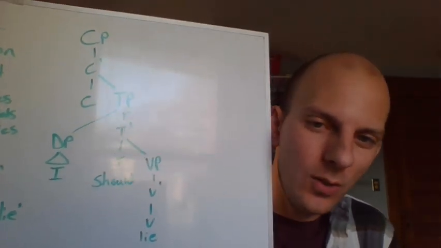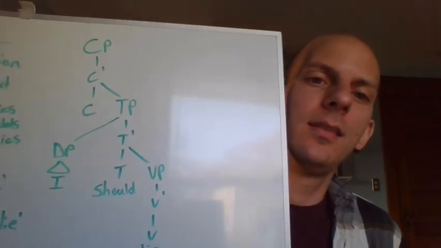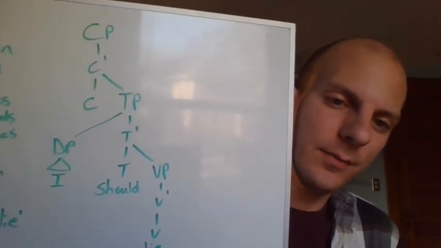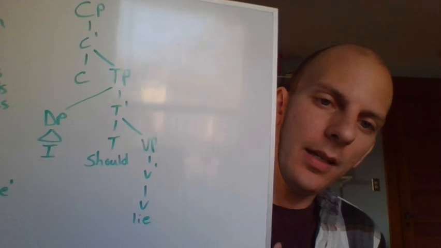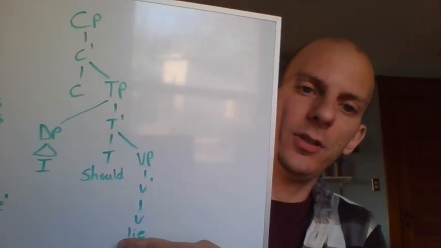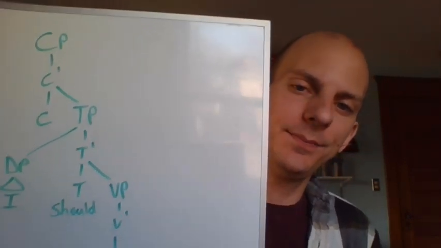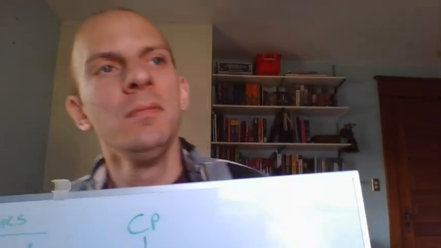And so now we need to know, where does not go? Clearly, linearly, it goes between should and lie. So we need to decide whether we want it to be a modifier of lie, or whether we actually want it to be heading up its own phrase and lie to modify it.